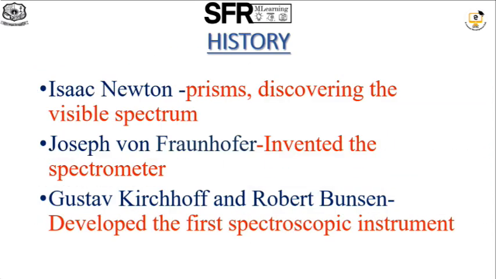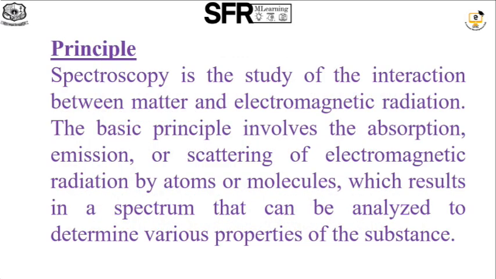A short history of spectroscopy: Sir Isaac Newton experimented with prisms and discovered the visible spectrum. Joseph von Fraunhofer, in the year 1814, invented the spectrometer. Kirchhoff and Robert Bunsen, in the year 1859, developed the first spectroscopic instrument. Already we know the principle of spectroscopy: spectroscopy is the interaction between matter and electromagnetic radiation.